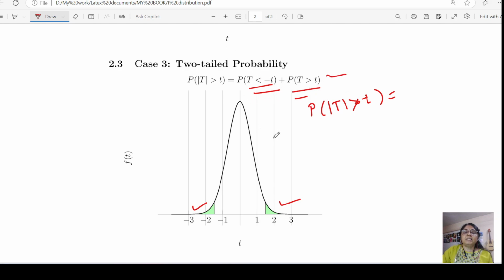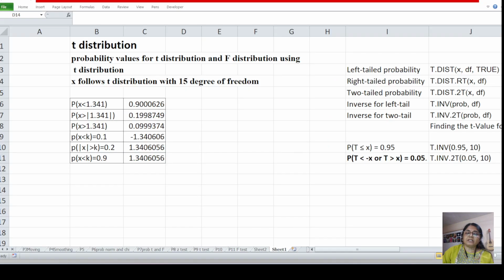All these three cases we will find by using Microsoft Excel, all these probabilities. Also, if the degree of freedom is given, suppose 15, and the probability is given 0.05, then we can find the value of t for n degrees of freedom and probability p, that is, what will be the value of k. Inverse probabilities we can find out, right? All these cases we will discuss using Microsoft Excel. So let us start now.